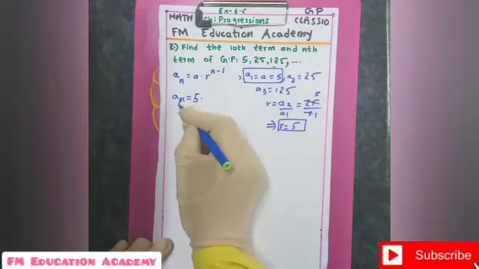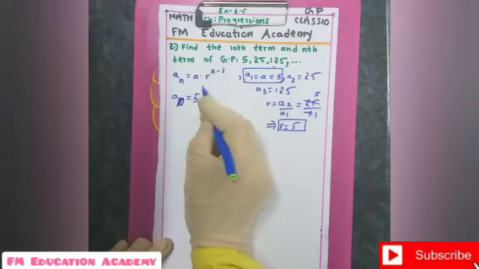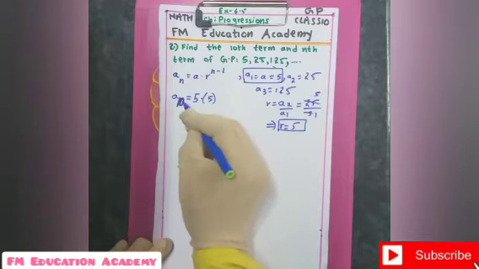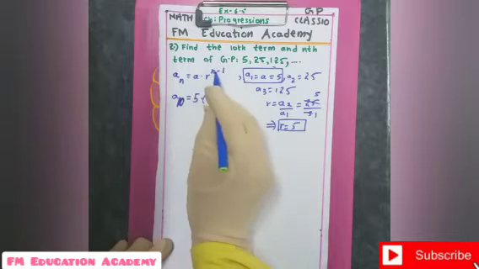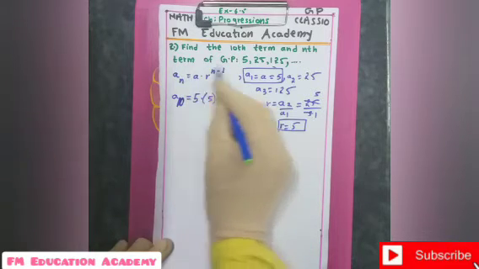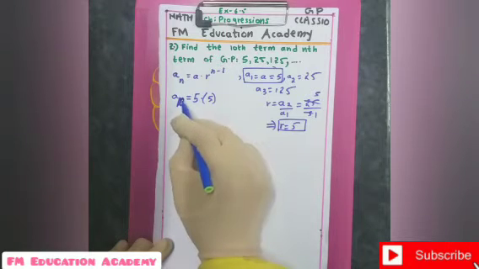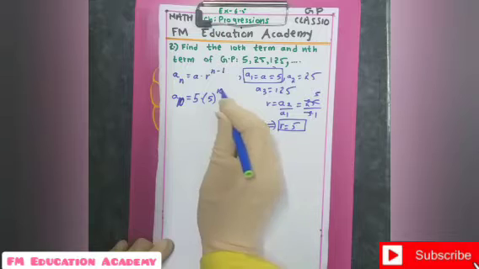Here, first I will find out the 10th term, because it is asking for the 10th term. So A10 is equal to 5 into 5 power n, since we are using An equals A into R power n minus 1. This n and this n are both the same. Since it asks for the 10th term, that is A10, so 10 will replace this n, so R power 10 minus 1.